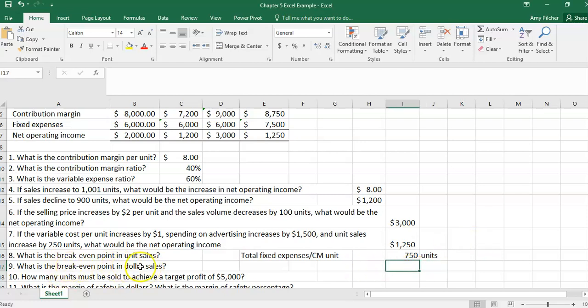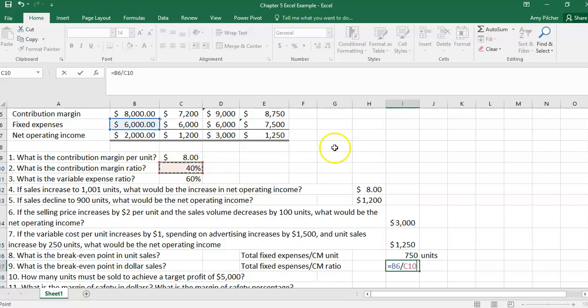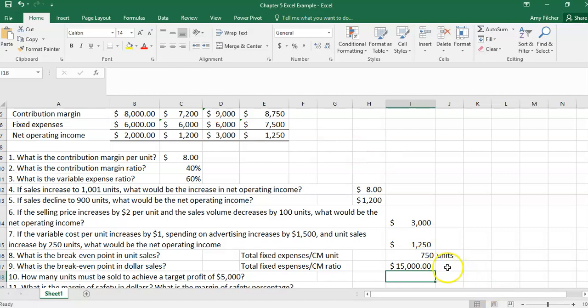The break-even point in sales dollars is total fixed expenses divided by the contribution margin ratio. Our total fixed expenses are 6,000 and our contribution margin ratio, as calculated in number 2, is 40%. So our break-even point in dollar sales is 15,000. We have to do 15,000 in sales in order to have a net operating income of 0.